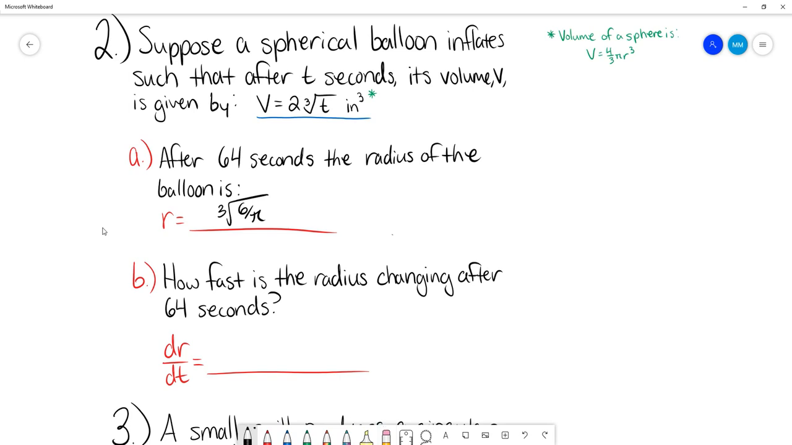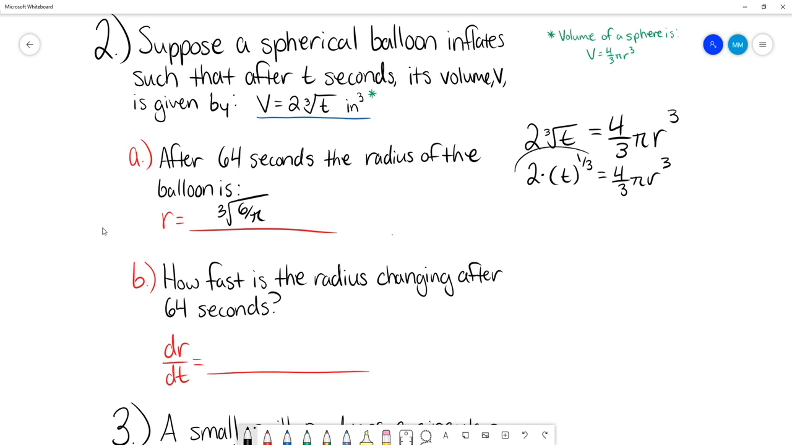I'm going to set our volume formulas equal to each other. So they gave us V equals 2 times the cube root of t. And we know the volume of a sphere is 4/3 times pi times r cubed. And now this is a lot easier for me to take the derivative with. So I'm going to go ahead and take the derivative of all of this with respect to t. So in this case, I'm actually going to rewrite that right there as t to the 1/3 power, just because that way we can use our power rule and we don't have to worry about anything complicated with that derivative.